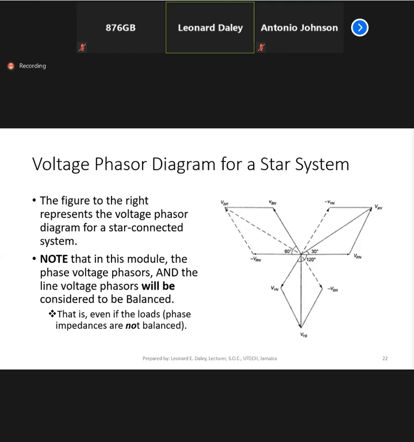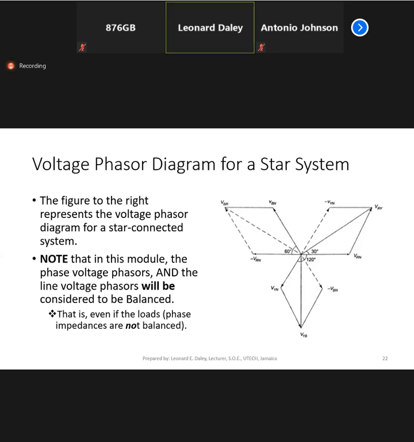When you're doing power systems, you won't always have everything balanced. Voltage can be unbalanced, but that is outside of the scope of this class. So make a note: voltages will always be balanced, both phase voltage and line voltage, for this module and this course.